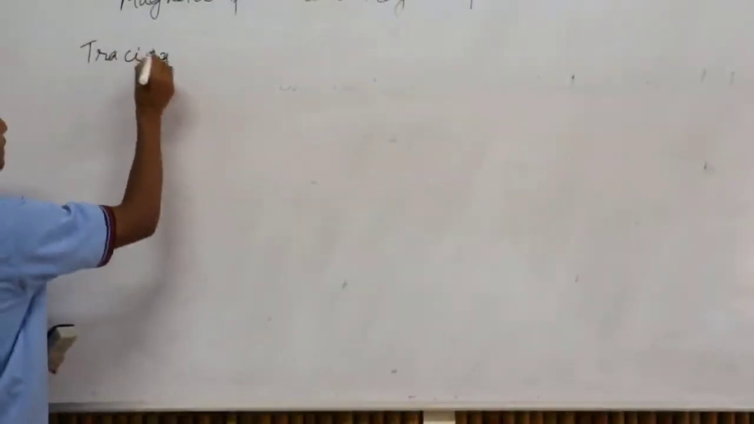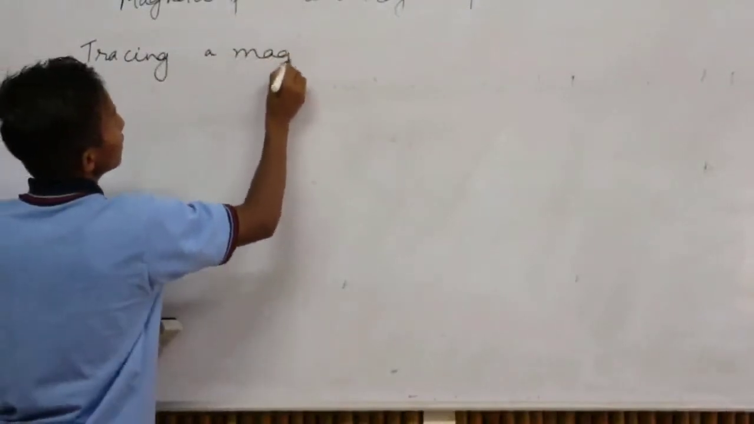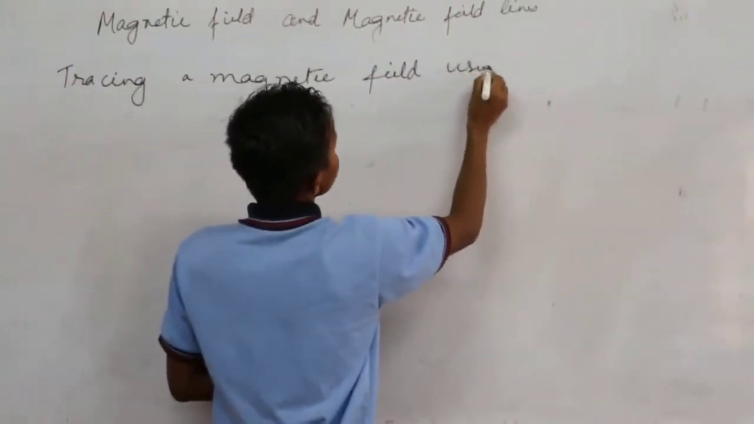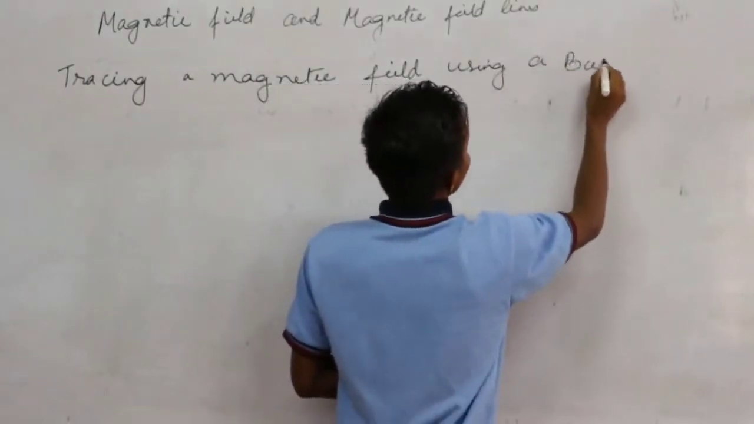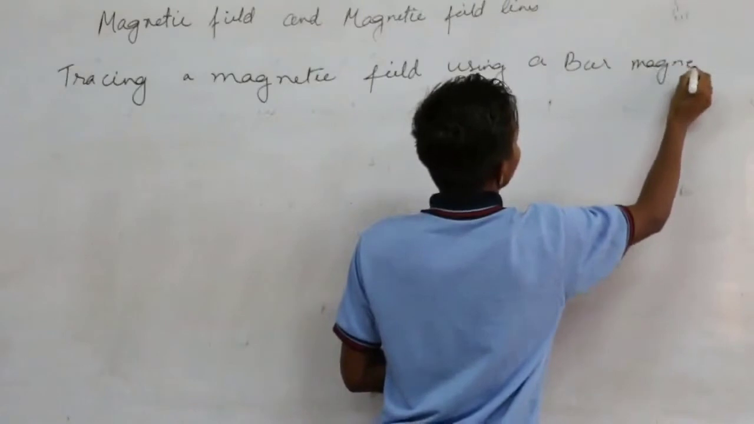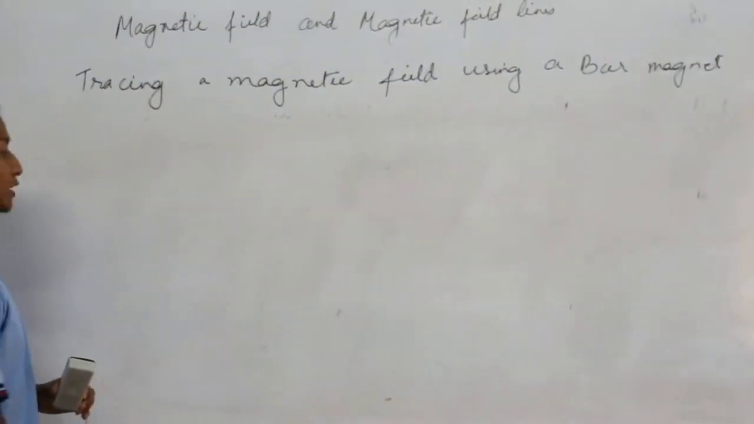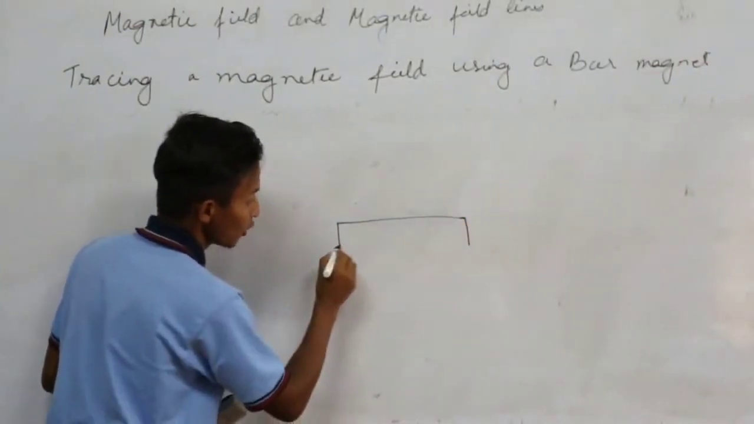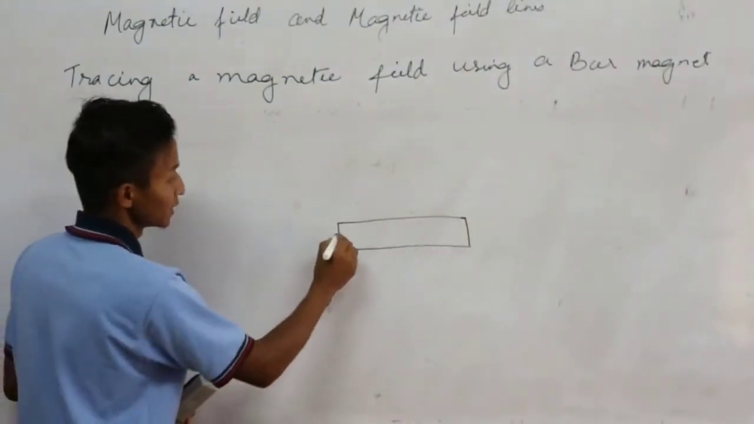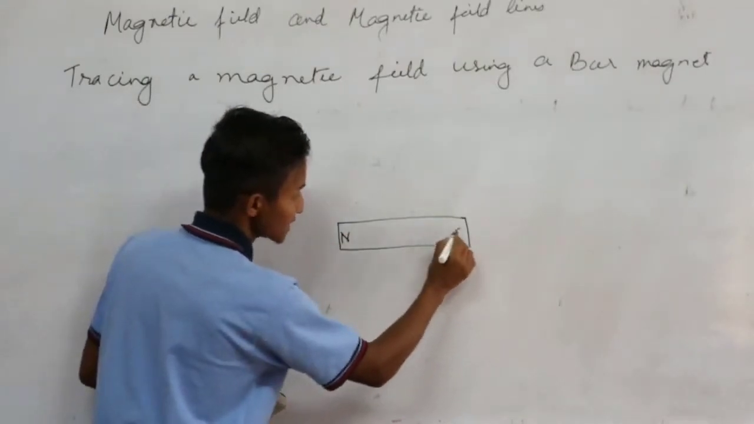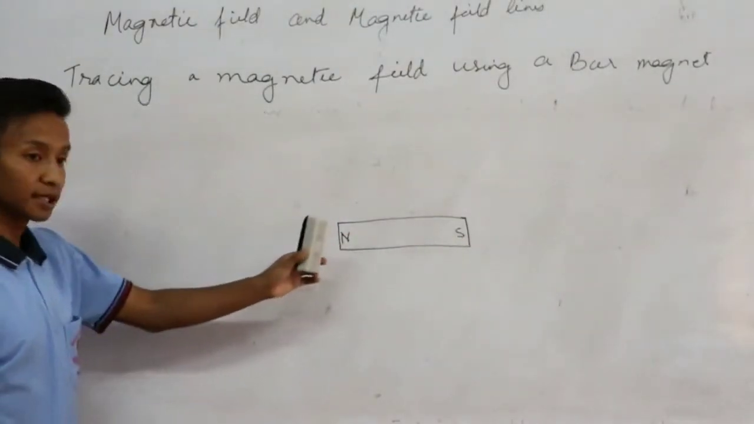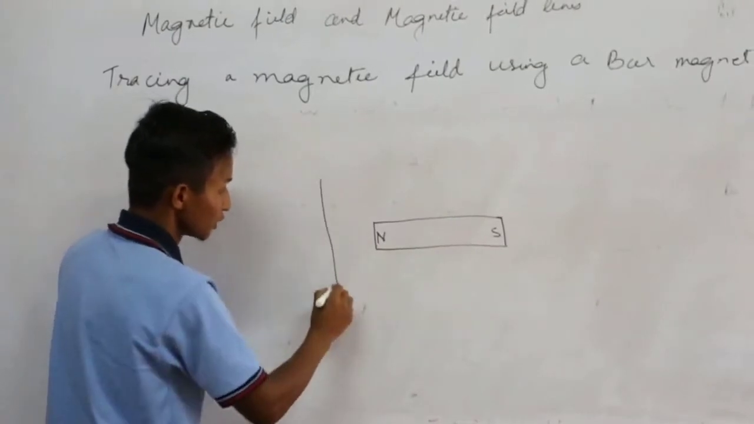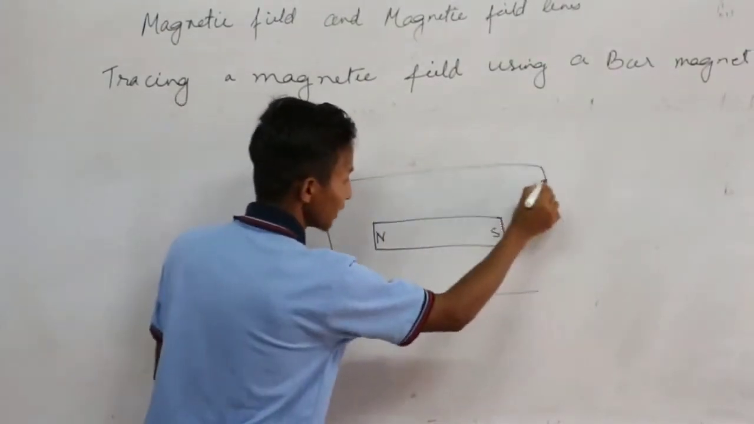Tracing or detecting a magnetic field using a bar magnet. How will we perform this activity? So we take one bar magnet and place it over a wooden table. So this is the north pole and this is the south pole, right? Place it over a wooden table, and over this magnet, you cover with a whiteboard or a white paper.